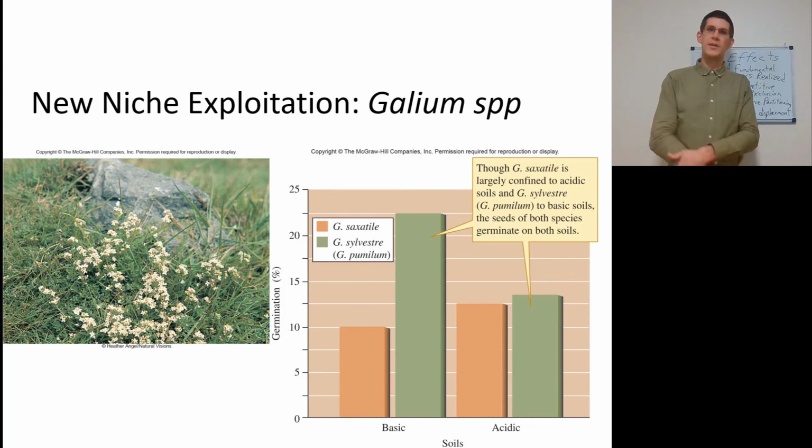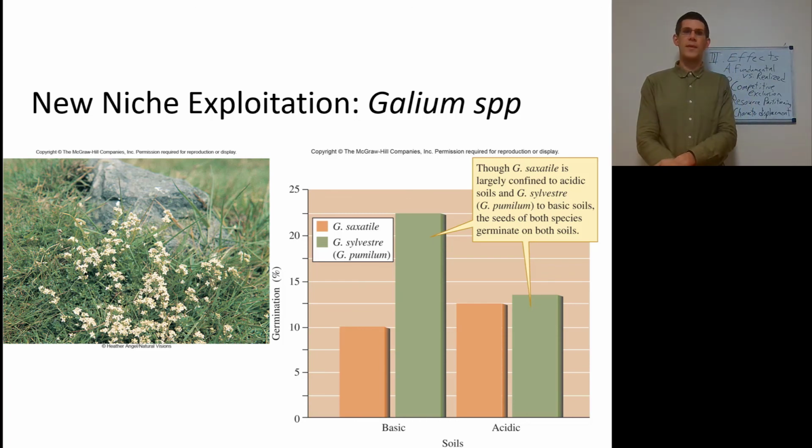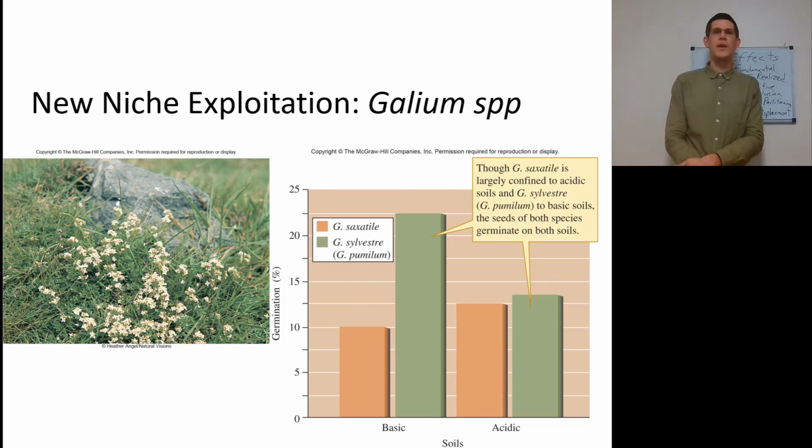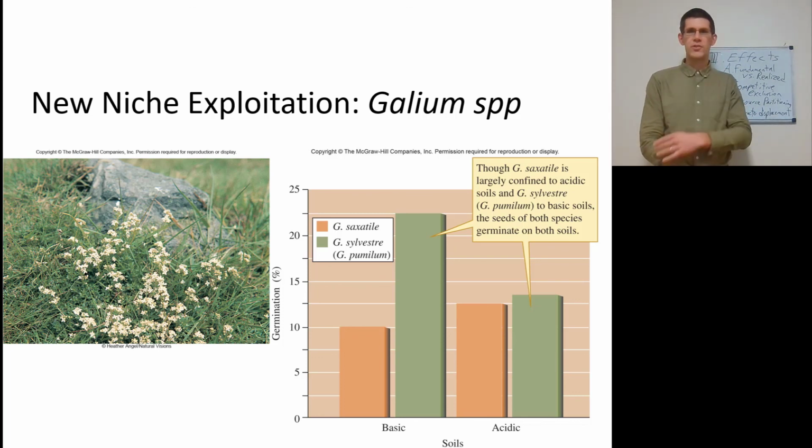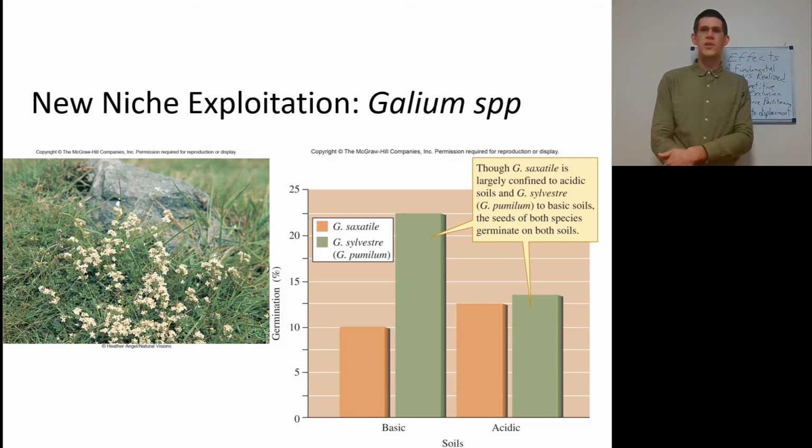Now, there can also be the exploitation of new niches. Sometimes an organism has adaptations that allow it to exploit a new niche, and that's what's true here with Galium species. Galium saxatile is largely confined to acidic soils and Galium sylvestre to basic soils. The seeds of both species will germinate on both soils, but it turns out that Galium pumilum is a better competitor on the basic soil, so it tends to outcompete and tends to be more present there.